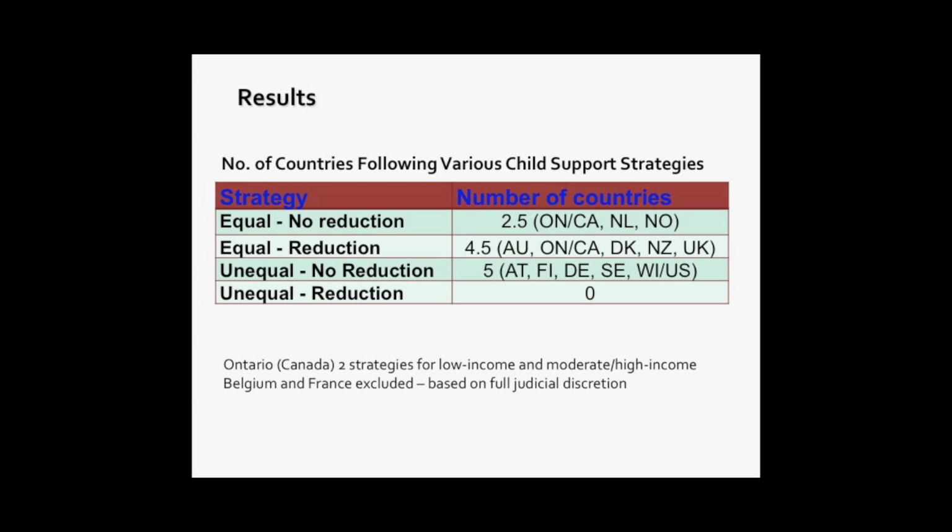That 5 countries here, Austria, Finland, Denmark, Sweden, and US do this unequal no reduction thing. That some countries do treat these kids equally, but just keep adding on the 17% or whatever their 17% is, right? That's what Ontario does for middle and higher income families. That's what the Netherlands does. That's what Norway does.